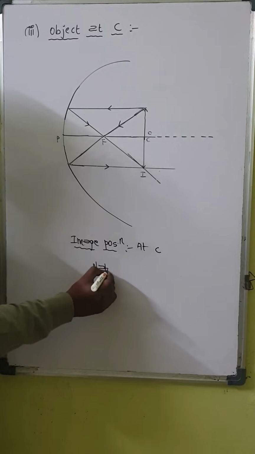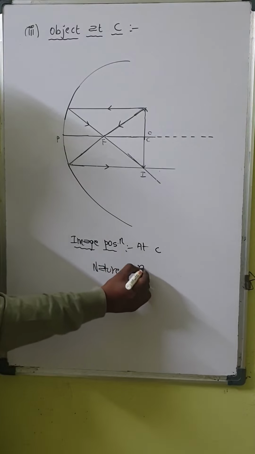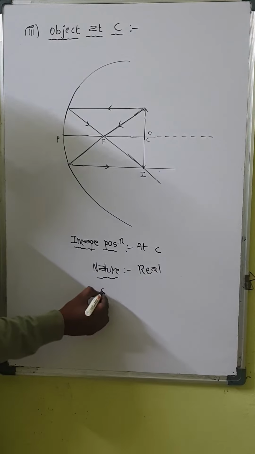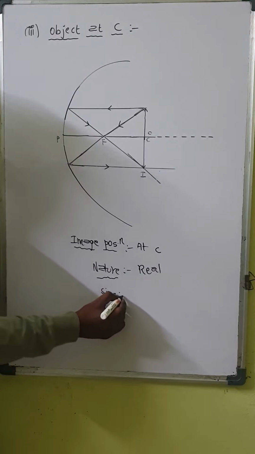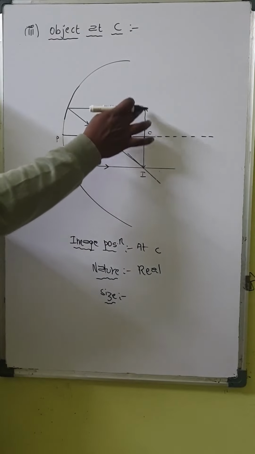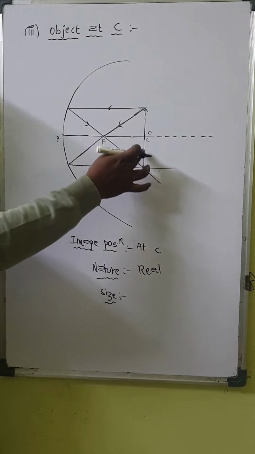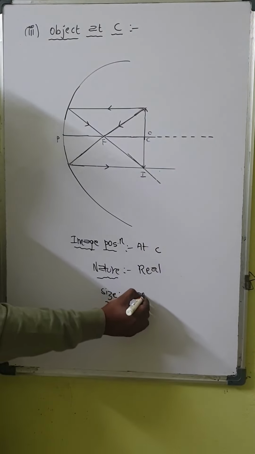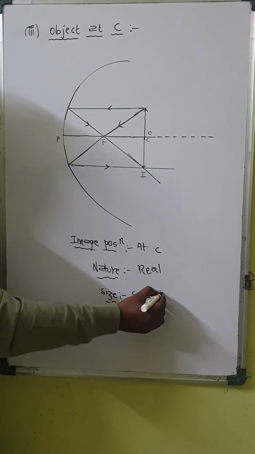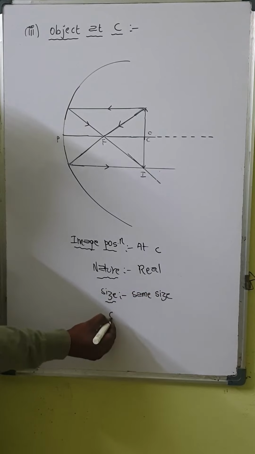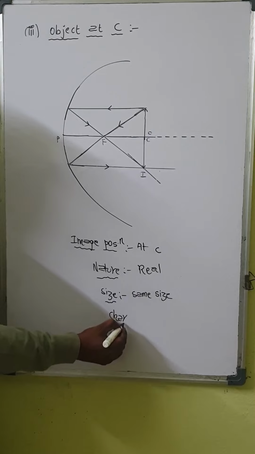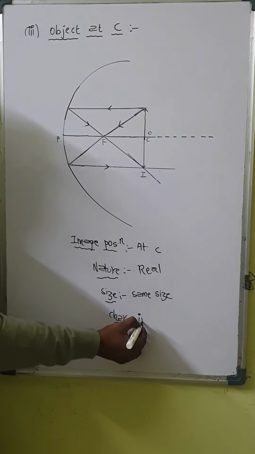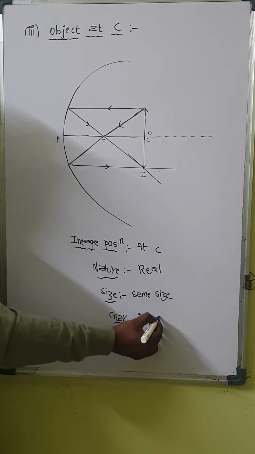Nature: real, as the image can be caught on the screen. Size: when I measured the size of the object and size of the image, I took size of the object 6 cm and I found image size also to be 6 cm. So image is same size. And finally characteristic, whether it is erected or inverted. As you can see in the figure, the image is formed below the principal axis, so it is inverted image.